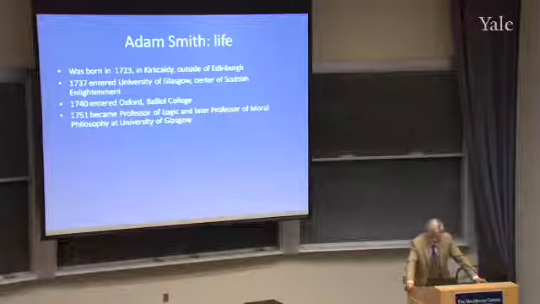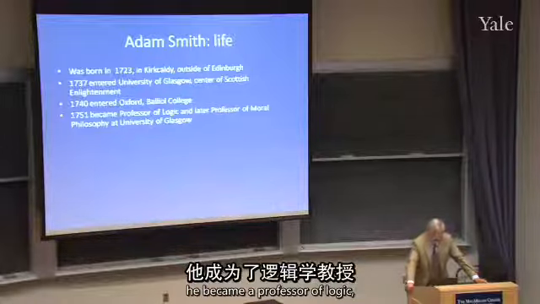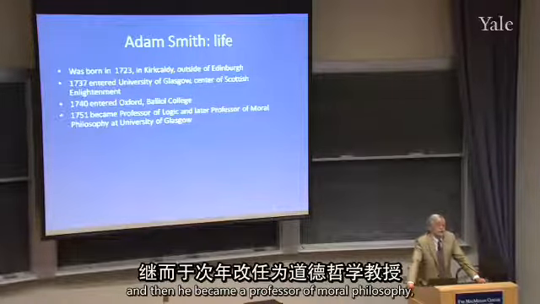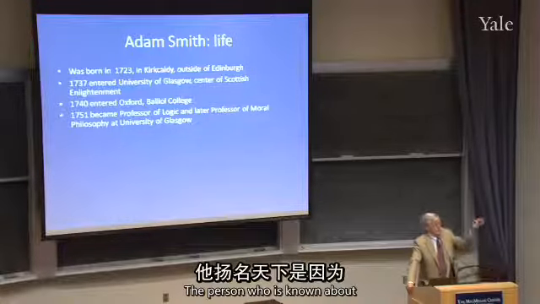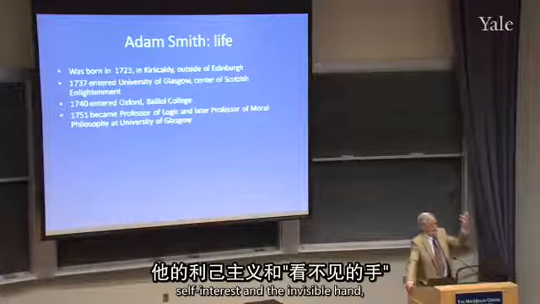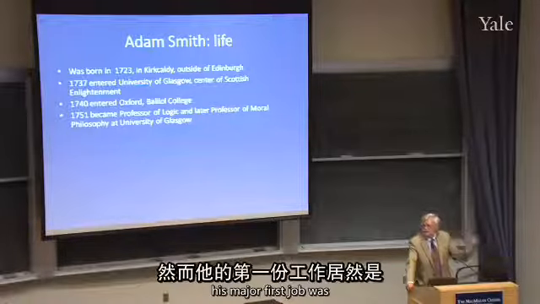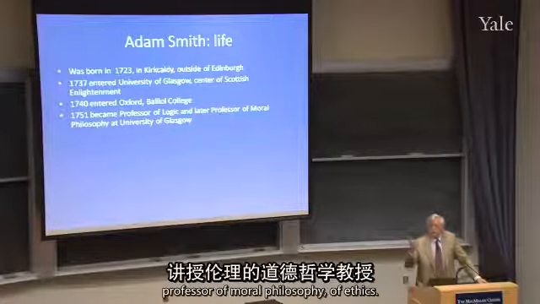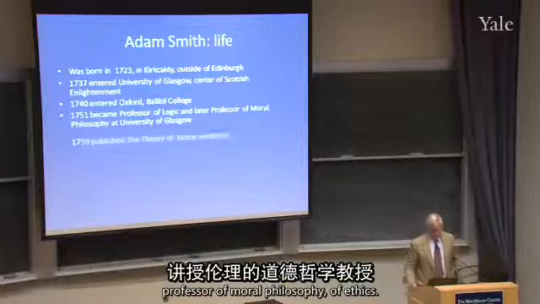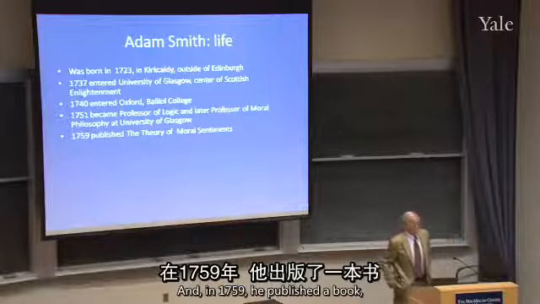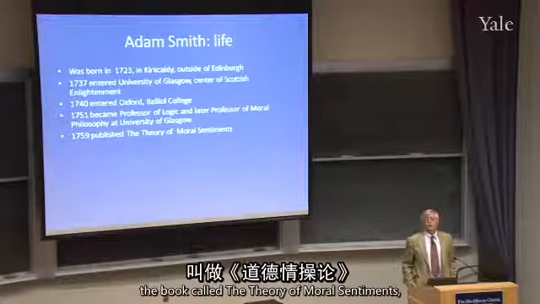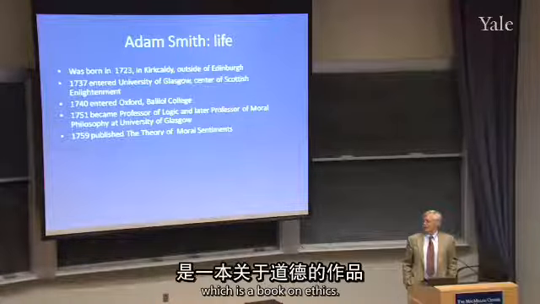He became a professor of logic, and then a professor of moral philosophy, believe it or not, right? The person known for self-interest and the invisible hand had as his major first job professor of moral philosophy, of ethics. And in 1759 he published a book called The Theory of Moral Sentiments, which is a book on ethics.